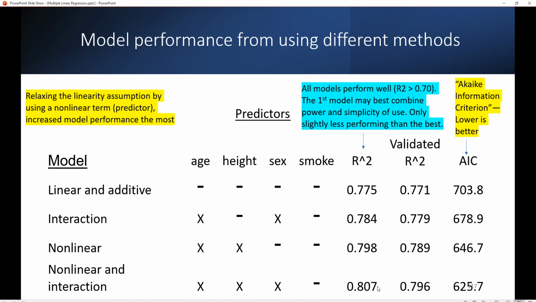But doing both, as we see on the bottom, gives you the biggest R-square. And when we look at validated R-squares, again we see the biggest value is for that nonlinear and interaction term. The validated R-square is 0.796, rounds up to 0.80, and that's a very high level of R-square. And it's important to note that some things are a lot more predictable than other things.